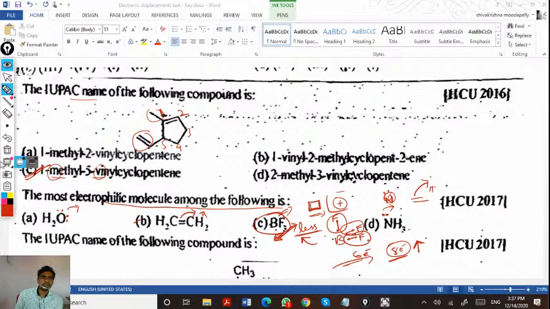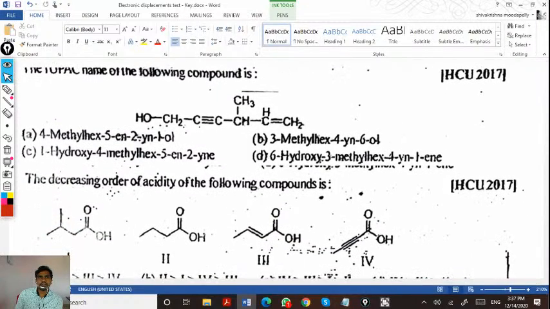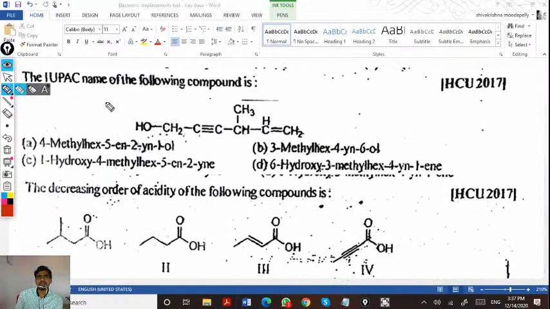Okay, let's go to the next question. Here is another question about IUPAC naming. Given a double bond and a triple bond, and an alcohol is also present. So here I need to follow the least sum rule. If I start from this end, 1, 2, 3, 4, 5, and 6, the first position has a substituent, the second position has the triple bond, the fourth position has a substituent, and the fifth position has the double bond. 1 plus 2 is 3, plus 4 is 7, plus 5 is 12.